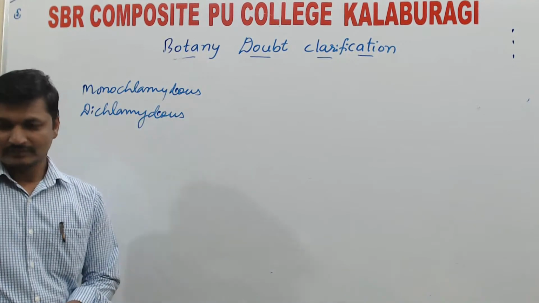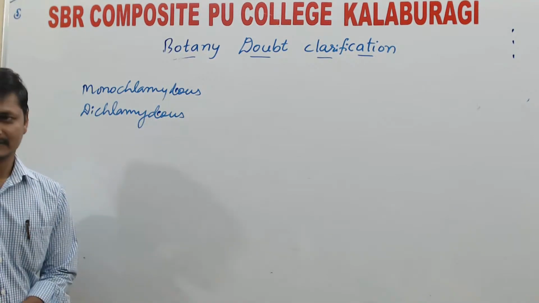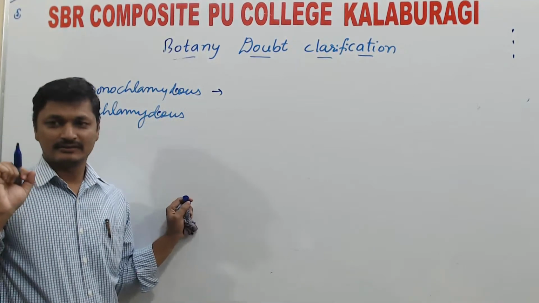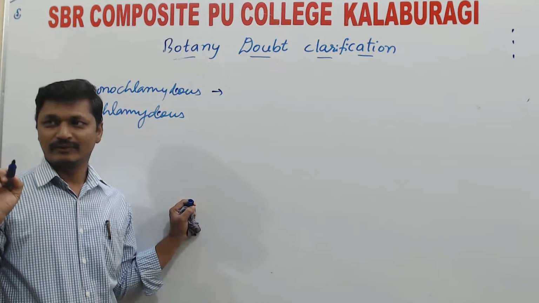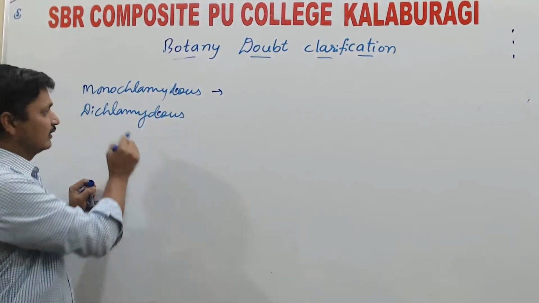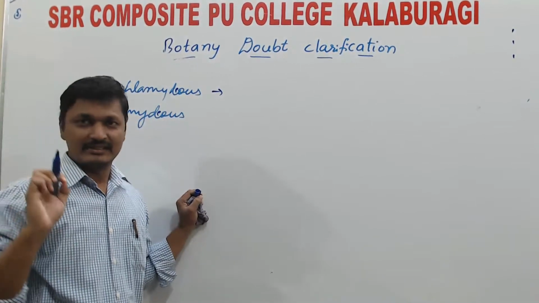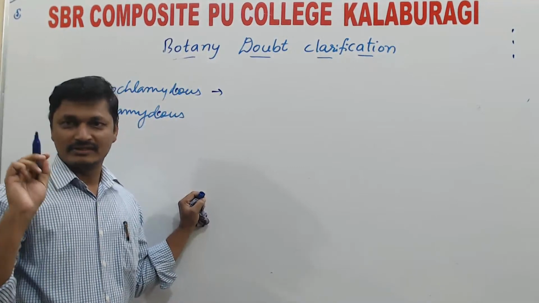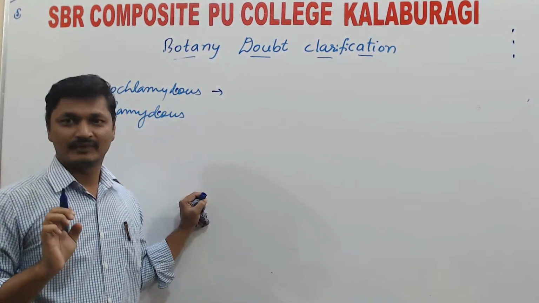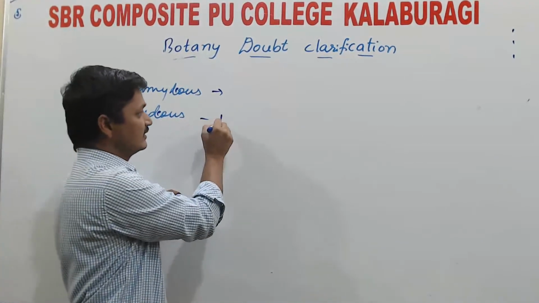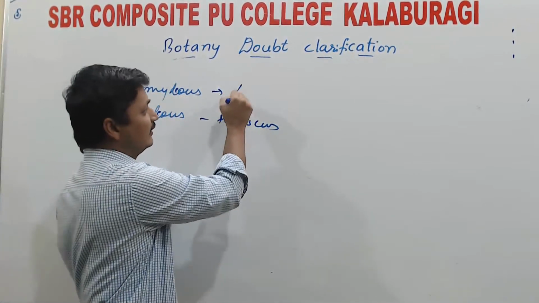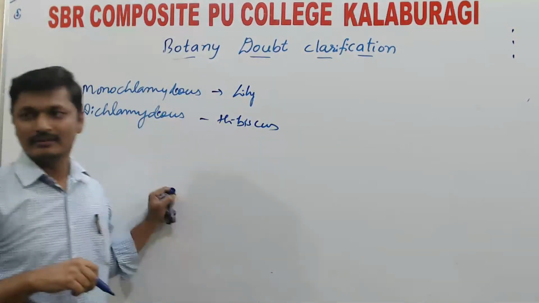One of the students asked about monochlamydeous and dichlamydeous flowers. Monochlamydeous flowers have a single set of whorls; there we cannot find differentiated calyx and corolla. One more is dichlamydeous, where the calyx and corolla are differentiated. That is a complete flower, having all 4 whorls separately. Hibiscus is the example for dichlamydeous flowers, and lily is an example for monochlamydeous flowers.